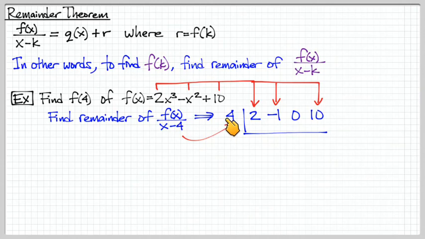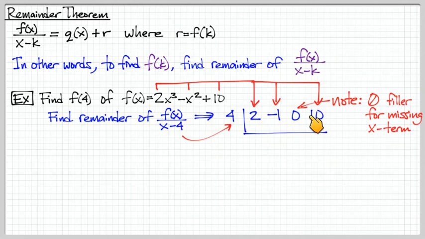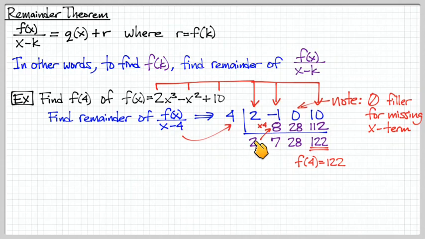So I put my k value right here. These are my coefficients here, and notice I stuck in an extra 0 here because we did not have an x term. Run through my synthetic division, again, adding straight down, multiplying up here, 4 times 2. Adding down, multiply times 4. Adding down, multiply times 4. Adding down, this is my remainder, and according to the remainder theorem, that's the same as f of 4. So f of 4 is 122.